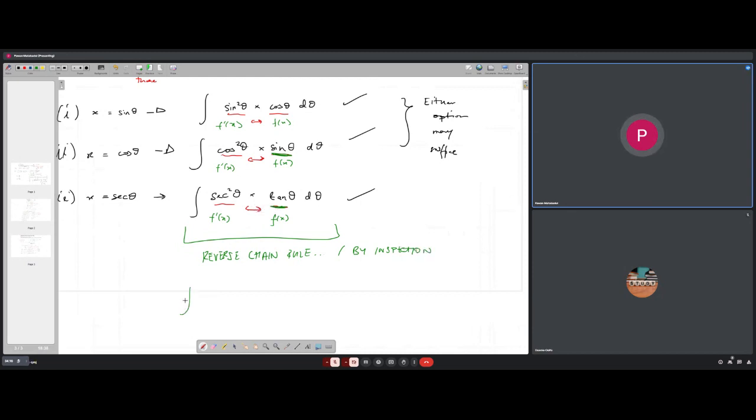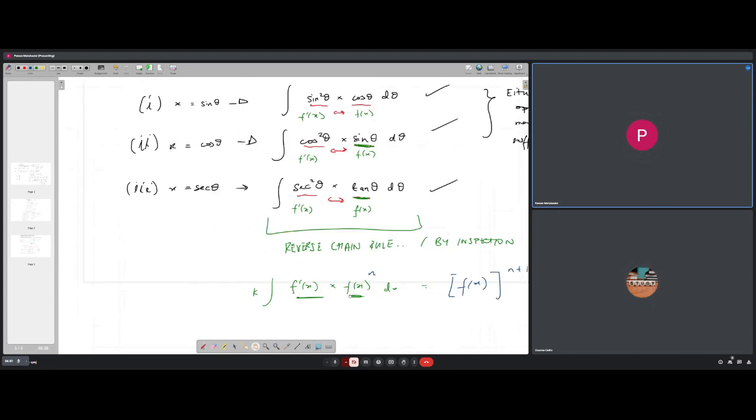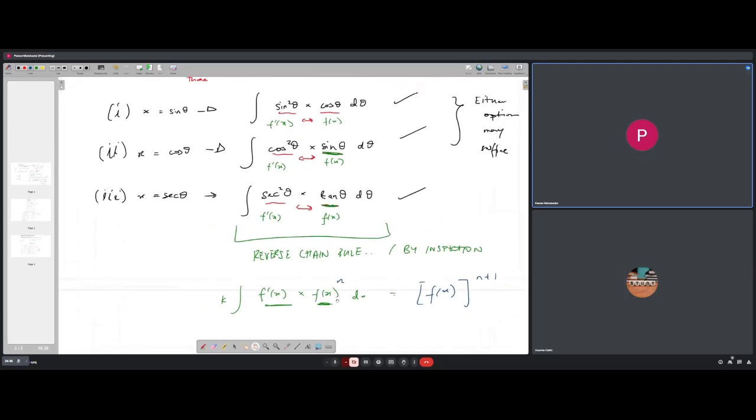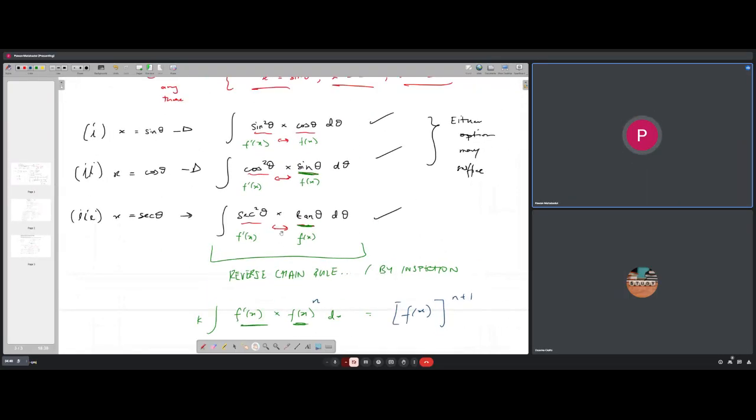Remember, if you have anything in this form, it is in the textbook, where you have the derivative multiplied by the actual function itself, let's say to the power of n. So you've got some function to the power of n times some derivative. Then you can assume your answer might be in the form of f of x to the power of n plus 1. So, let me go through this. Choose one. Which one do you want me to solve?